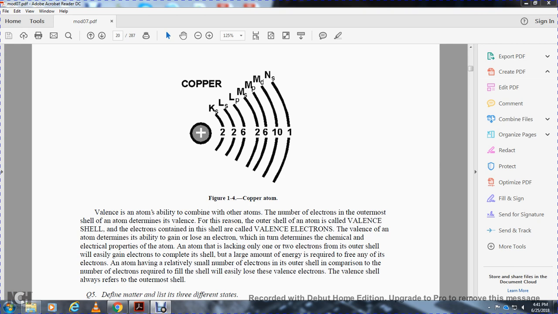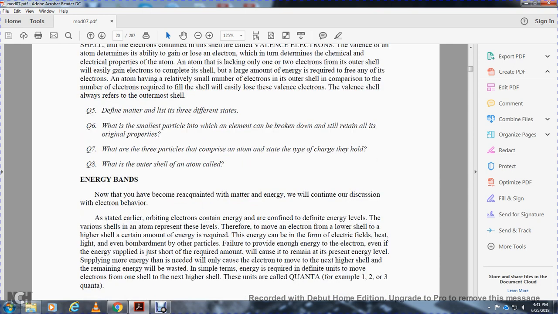An atom lacking only one or two electrons in its outer shell will easily gain electrons to complete the shell. A large amount of energy is required to free any electron from an atom having a relatively large number of electrons in the outer shell compared with the number required to fill the shell. Each easily gives up its valence electron. The valence shell always refers to the outermost shell.